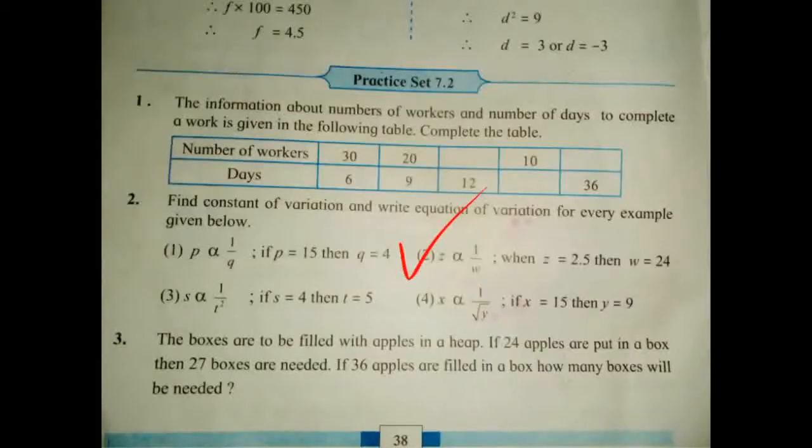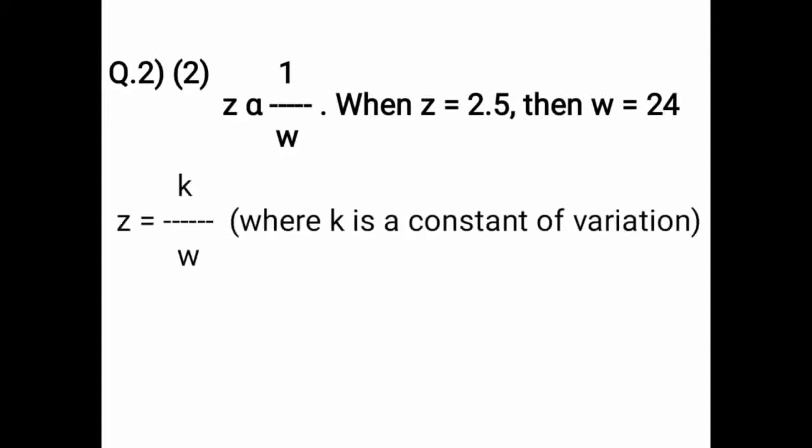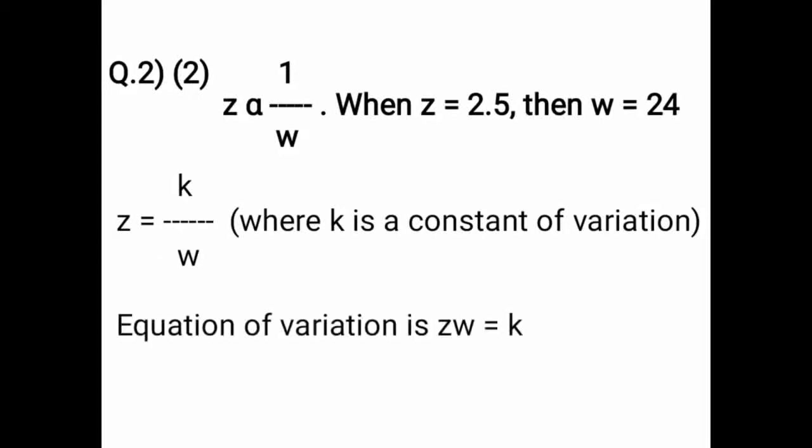Next, Z is inversely proportional to W. When Z is equal to 2.5, then W is equal to 24. You have to write this again. Z is inversely proportional to W. Write the formula of the constant of variation in inverse variation. Z is equal to K upon W, where K is the constant of variation. When you are writing equation of variation form, cross multiply this. Z into W is ZW. So the equation of variation is ZW is equal to K.